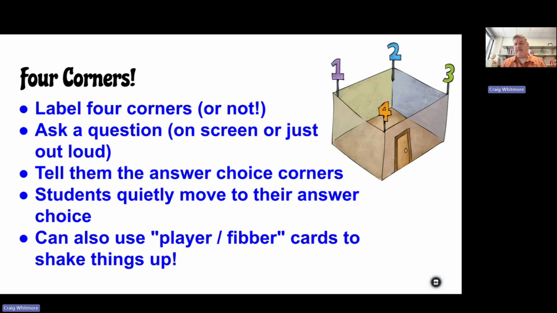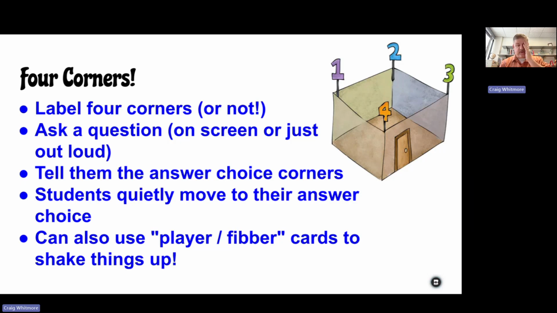You could play instead of four corners, you could do three corners. You could do two sides, this or that, would you rather kind of a thing. And then the students quietly get up and move to their answer choice, and then you discuss it. So you can use this as just a general get to know you thing. You can use this as a review activity, and you can use it as an introduction activity to get them thinking, to see what they already know, what they remembered from yesterday, or what they already know about today's topic.